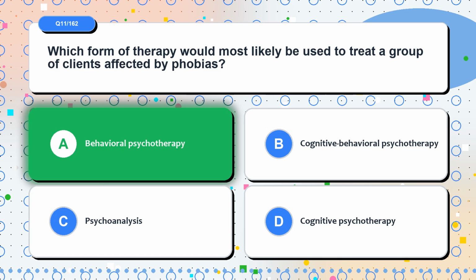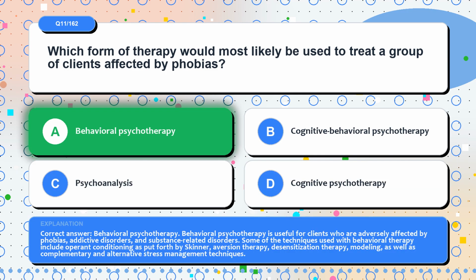The correct answer is option A, behavioral psychotherapy. Behavioral psychotherapy is useful for clients who are adversely affected by phobias, addictive disorders, and substance-related disorders. Some of the techniques used with behavioral therapy include operant conditioning as put forth by Skinner, aversion therapy, desensitization therapy, modeling, as well as complementary and alternative stress management techniques.